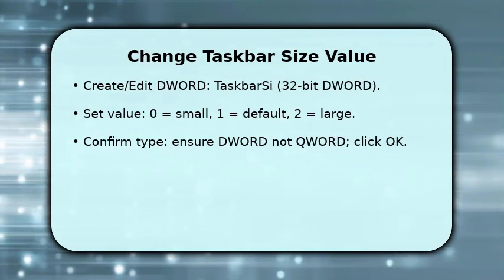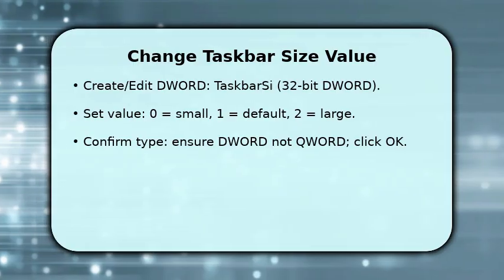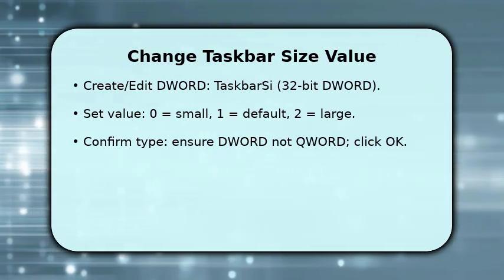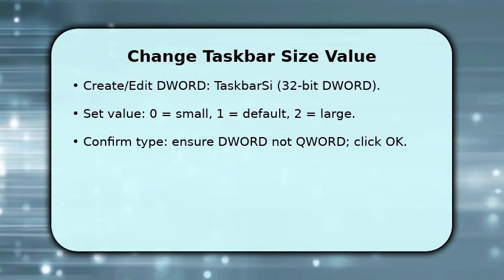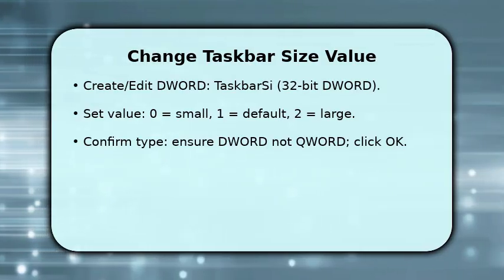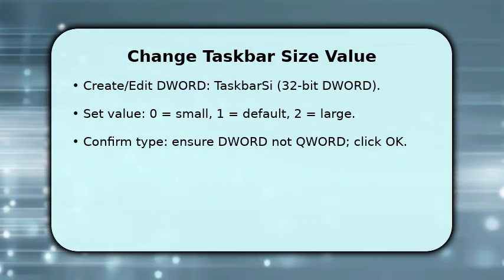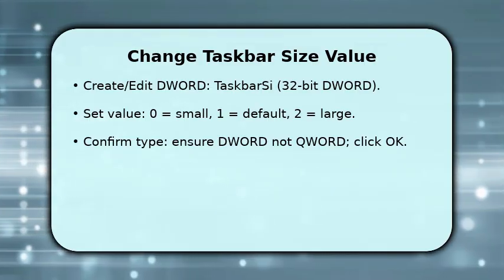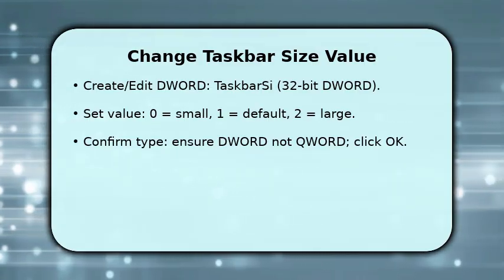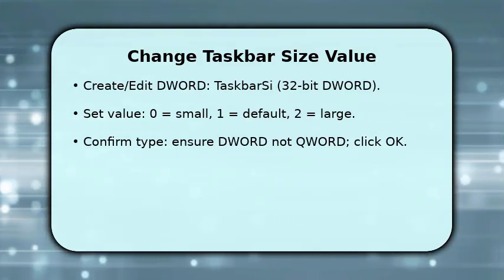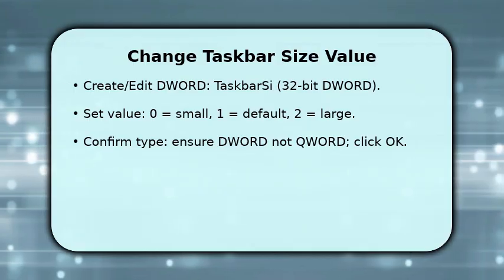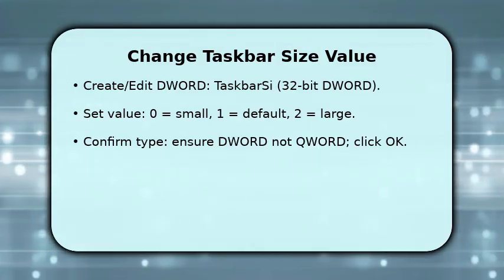Right-click in the Advanced pane, choose New DWORD 32-bit value, and name it TaskbarSi if it's missing. Once created or found, double-click it and set the value to 0 for a smaller taskbar. 1 is default and 2 is larger. Click OK to save. Make sure the entry is a 32-bit DWORD, not a QWORD, because the system only reads DWORD here. That's the core change you need.